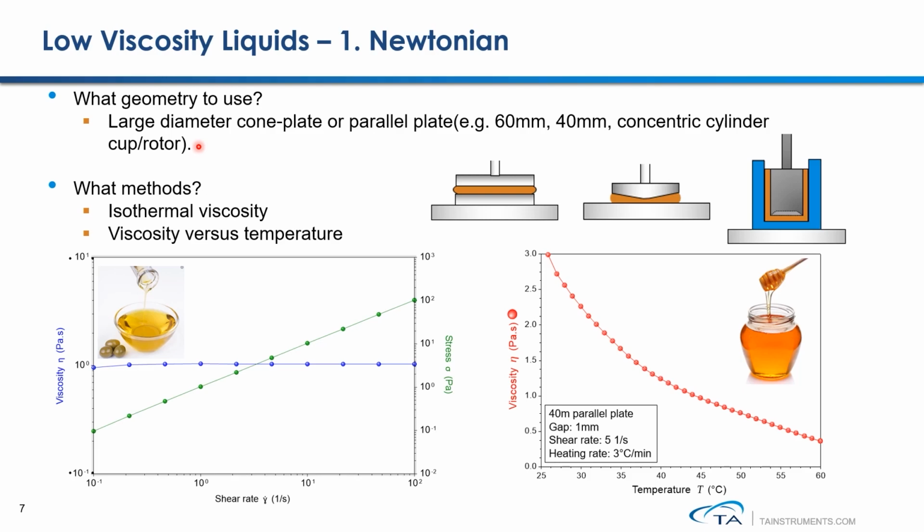Regarding test method, this kind of sample's viscosity is independent of your measurement shear rate or shear stress. So when you conduct an isothermal test, you will see the viscosity of this material is only one number. It is independent of your measurement shear rate. So the most popular test method to study the property of this kind of sample is a flow temperature ramp experiment. So in this test, you are studying the sample's viscosity as a function of temperature.